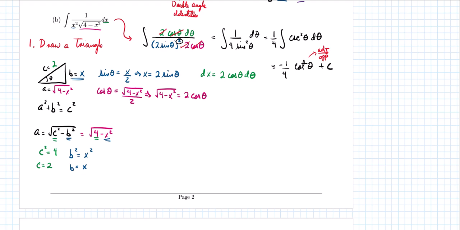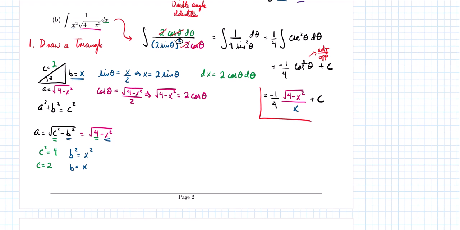So that means here that our final answer is going to be a negative 1/4 times the side adjacent. So the side adjacent was the square root of 4 minus x squared divided by the side opposite, which in this case was the x. So now we need to go ahead and add the c, and there we go. This was our final answer.